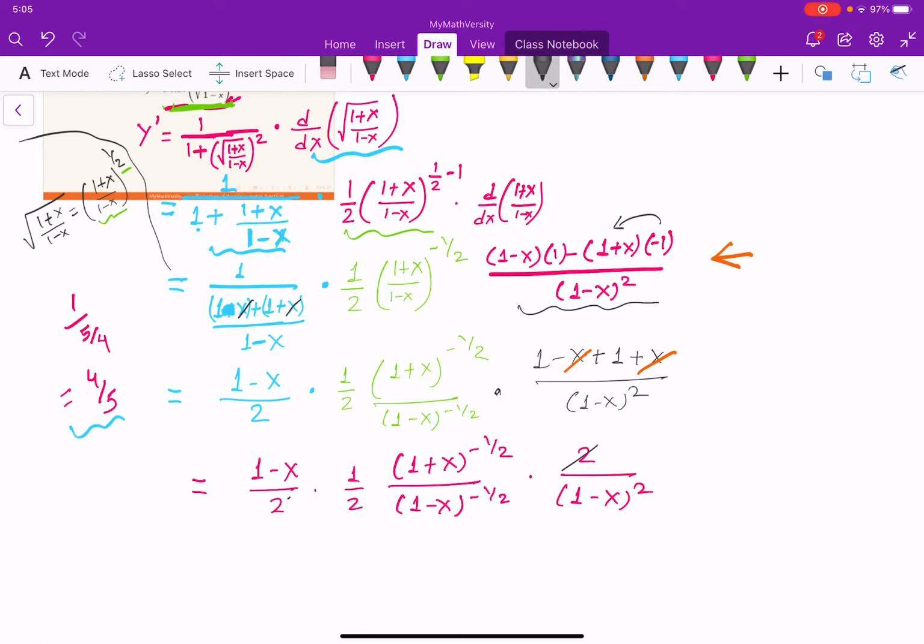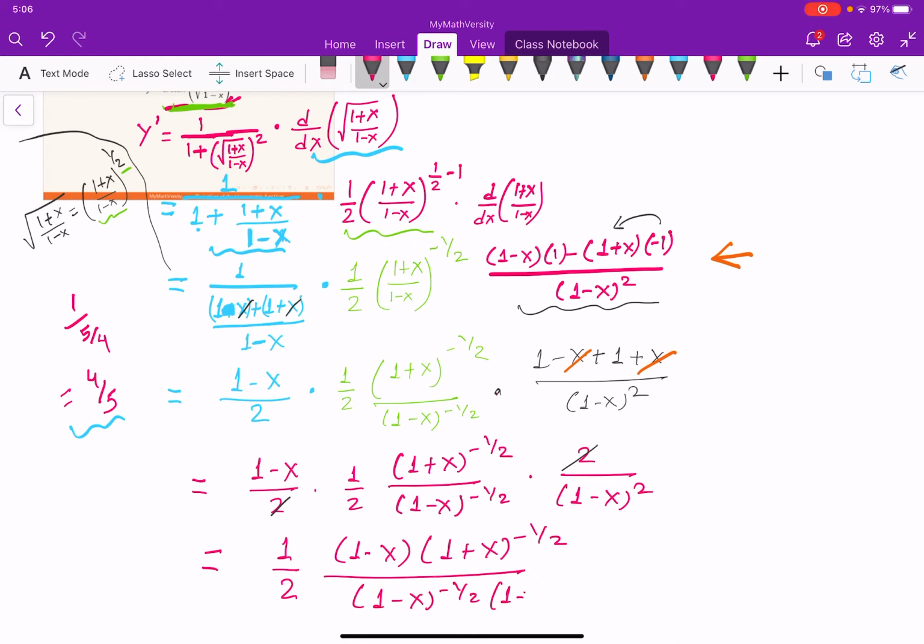So here is 2, here is 2. We can cancel out the common factor, right? And then when we do that, you can clearly see the remaining things. At the top we have, let's say, 1, at the bottom we have 2, and then just combine the expression. Over here we have 1 plus x to the power negative 1 half, right? And then at the top we have 1 minus x times 1 plus x to the power negative 1 half. At the bottom we have 1 minus x to the power negative 1 half times 1 minus x square.